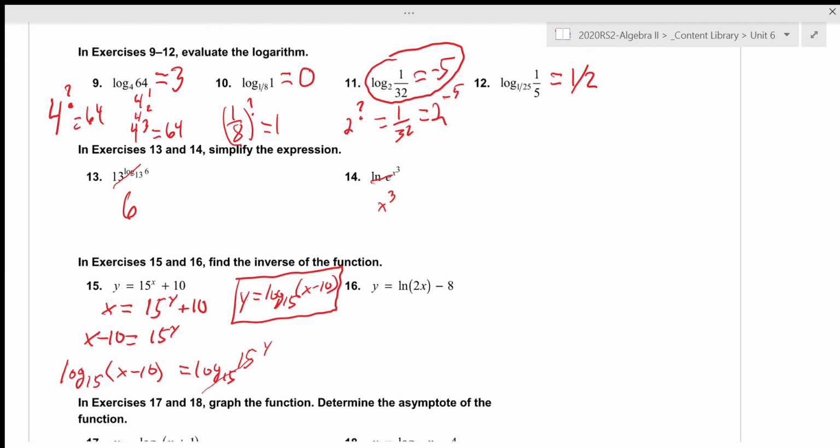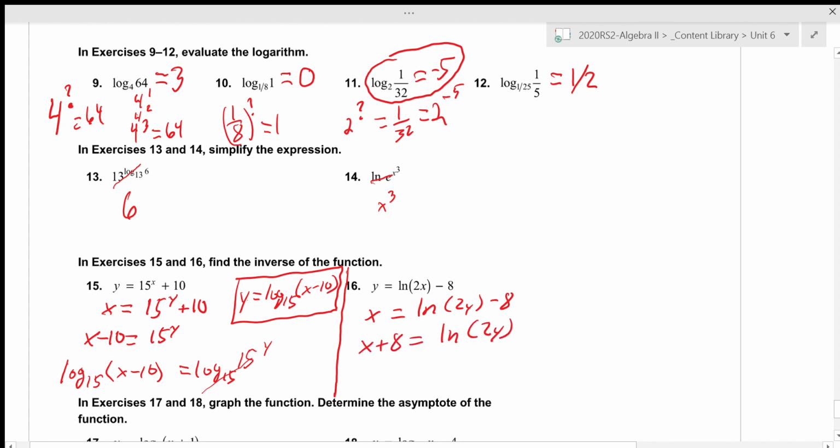And lastly, number 16 here, we have y equals ln of 2x minus 8. So switch x and y. And we're solving for y. So add 8 to both sides. And now you have got y stuck inside of a logarithm. So we're going to make both sides exponents for e. And I chose e because e and ln are inverse functions. So the e and the ln will undo each other. And we have e to the x plus 8 is equal to 2y. So y is equal to e to the x plus 8 divided by 2.